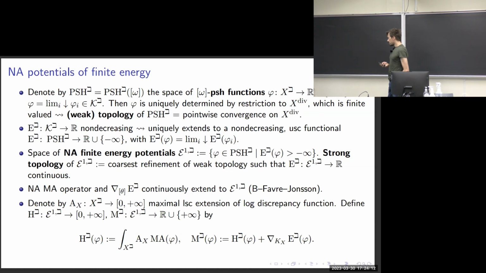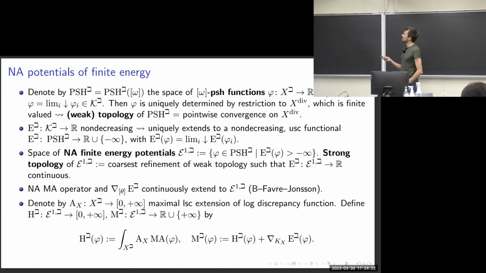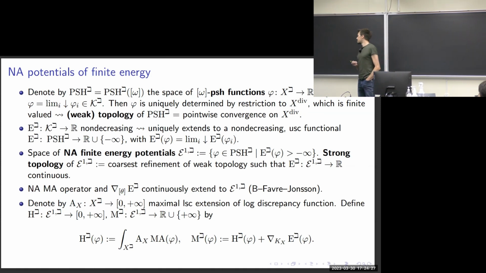Okay, so you have the non-Archimedean entropy, and you can define the non-Archimedean K energy on E1 by the same formula as before. So the entropy part is integrate the log discrepancy function, and again, M is H plus the Nabla of E in the direction of Kx. And that extends the functional from Keller potentials to all things in E1.